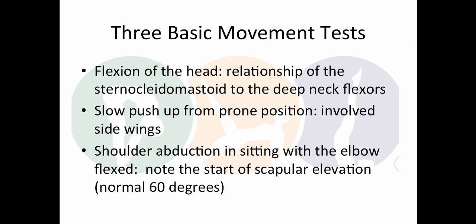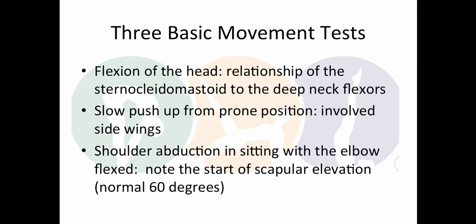How exactly does their head pick up from the table? Do they lead with their chin and actually extend their cervical spine as they come up? If they do that, we know that the sternocleidomastoid is dominant and the deep neck flexors are inhibited. What we would prefer to see is an actual flexion of the cervical spine where the chin comes down and the back of the neck lengthens as they come up. So that's one good way to look at their movement pattern, and even a way to set a goal for that client that you want to see that movement pattern change.